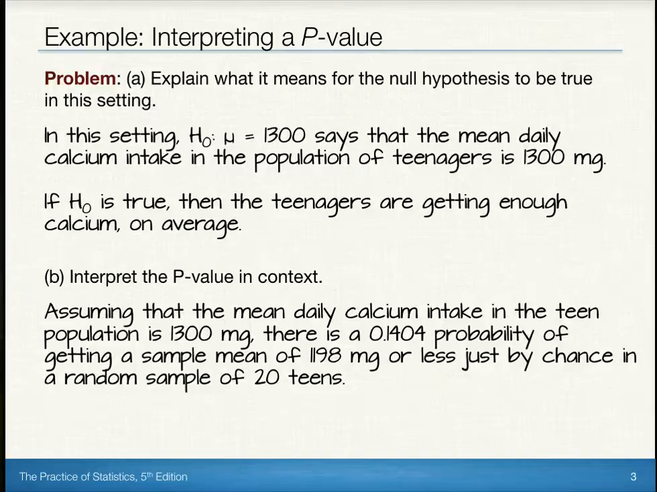Recall that when we interpret a p-value, what we're saying is, assuming the null hypothesis is true, here are the chances we'd actually observe a result as extreme or more extreme than the one we saw. In this case, that 14% chance is pretty high, so I don't know that we have enough evidence to reject the null, but we'll learn a bit more about that later.